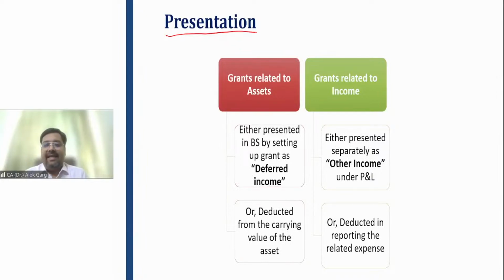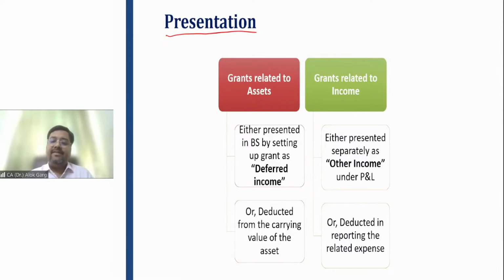And the government is saying, if you operate a hospital, we will pay you 10 lakh rupees on a monthly basis for the OPD charges, right? OPD charges. What is that? That is grant related to income. That is the operational part. It is a grant related to income.